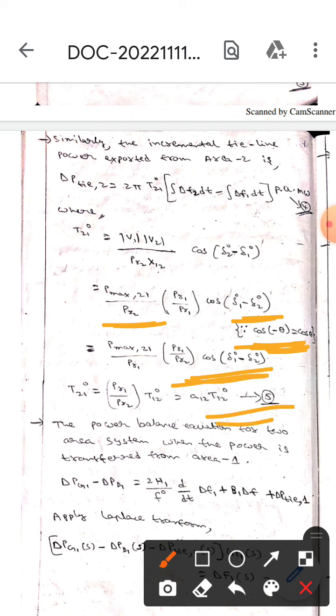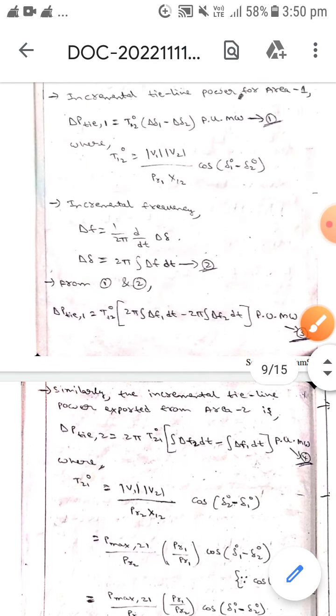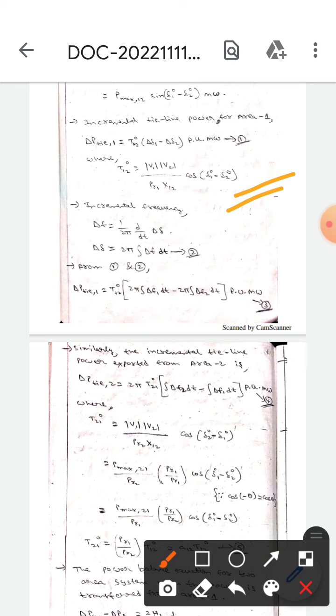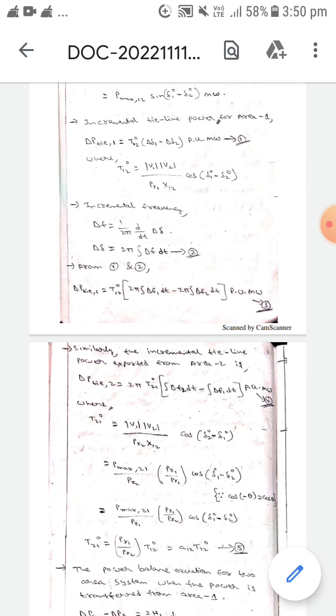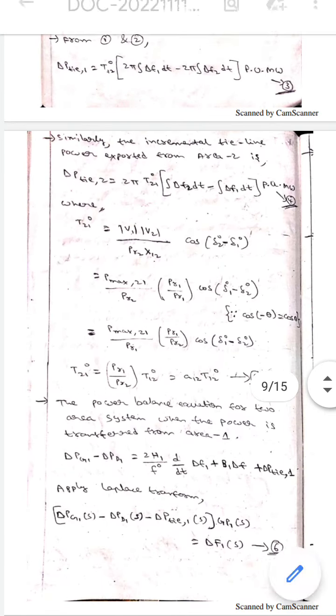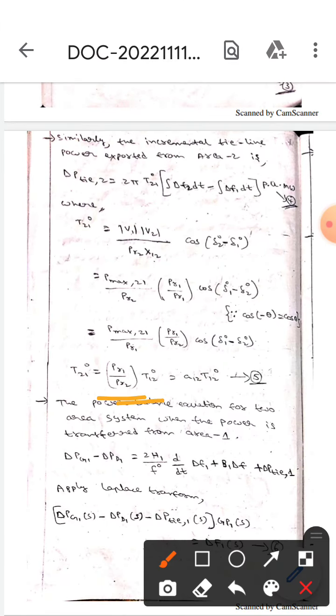So it will become like this. If you observe T21 and T12, these two equations, then we can say T12 equals Pr1 by Pr2 into T12_0, which equals a12 into T12_0, let it be equation 5.